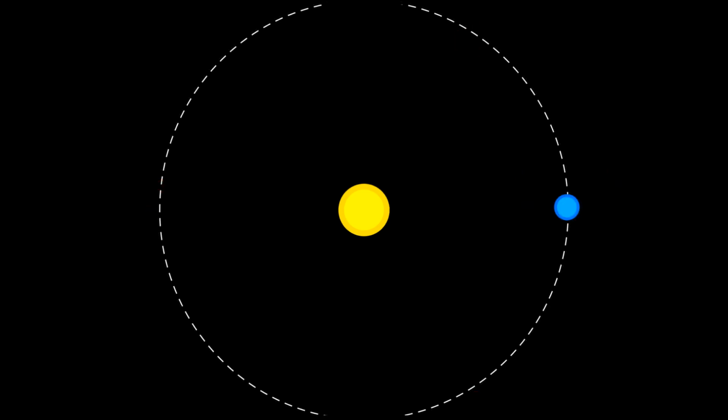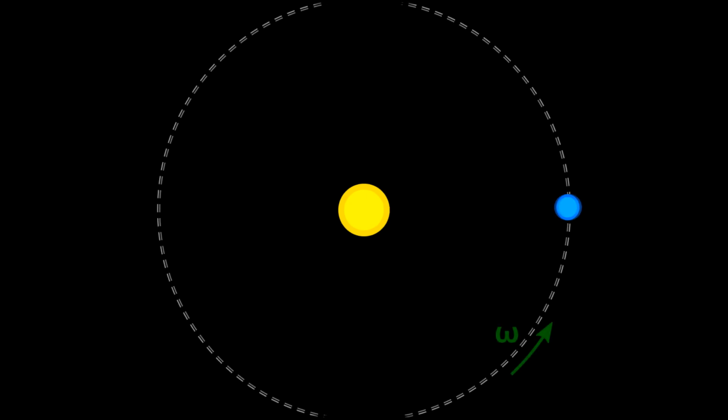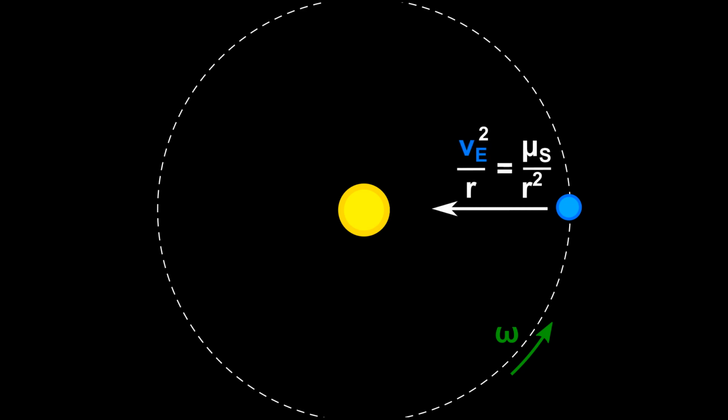The Earth is on an almost circular solar orbit, and so it has a constant angular velocity around the Sun. The fact that its orbit is circular also tells us that the centripetal acceleration required for circular motion around the Sun is exactly provided by the Sun's gravitational attraction.